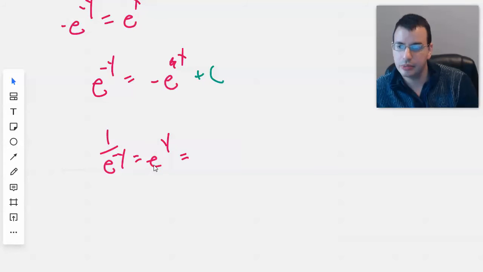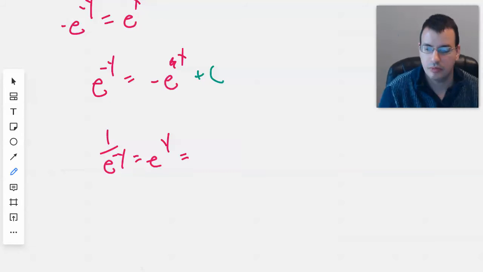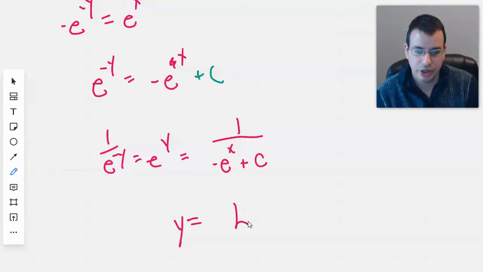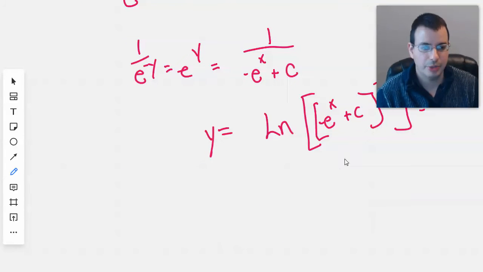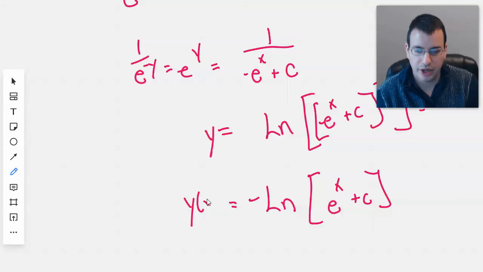take the inverse, go back to red. We have 1 over e, negative e to the x, plus c. Take the natural log of both sides, and we have y equals natural log of negative e to the x plus c to the negative 1, which equals, I'll put the equals down here, equals natural log of e to the x plus c with a minus out here, y of x.